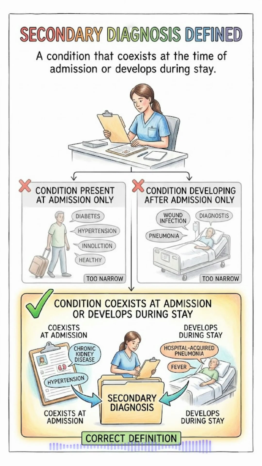5. What is the best definition of a secondary diagnosis in a patient hospital medical record? It is a condition that coexists at the time of admission or develops during stay. These extra conditions require medical care, monitoring, or extended hospital stay time for the patient.